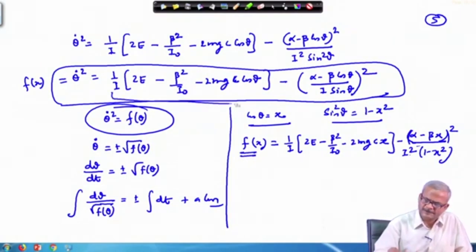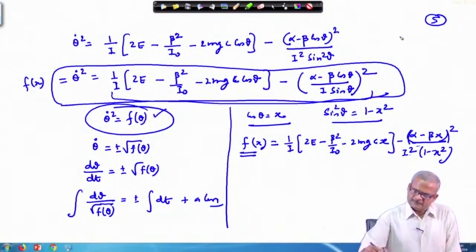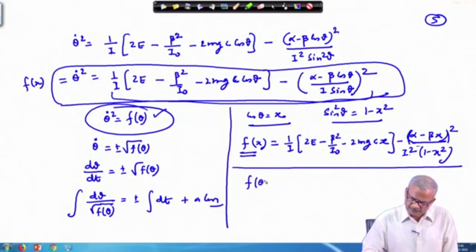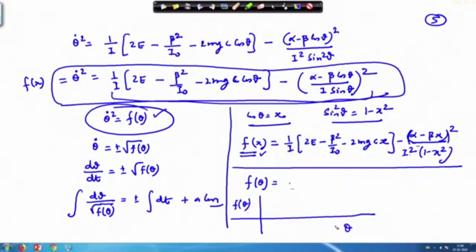If you look at the right hand side, this particular part is only a function of theta. So, your right hand side, which is a function of theta, we can write as the expression f theta equal to this quantity, which we have written in terms of x. Now, if we plot f x or f theta against theta on this axis, you will get a certain kind of curve. This curve crosses the x axis in different places. In all these places f theta is 0.